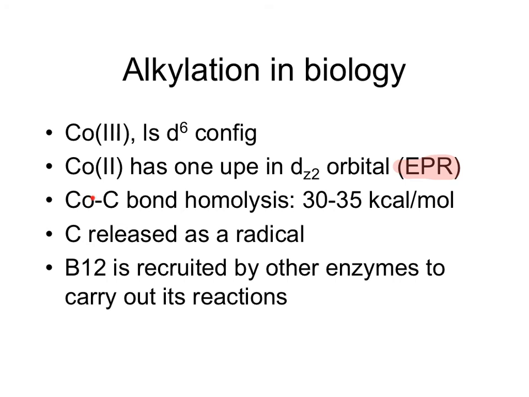The cobalt-carbon bond homolysis, so the homolytic cleavage of the cobalt-carbon bond, is about 30 to 35 kilocalories per mole. The carbon is released as a radical. And this B12 coenzyme is just a small little protein that is recruited by other enzymes that need this radical chemistry to take place to do their reactions. This is most often seen in breaking down of metabolites and breaking bonds and rearranging things in the Krebs cycle and other places like that.